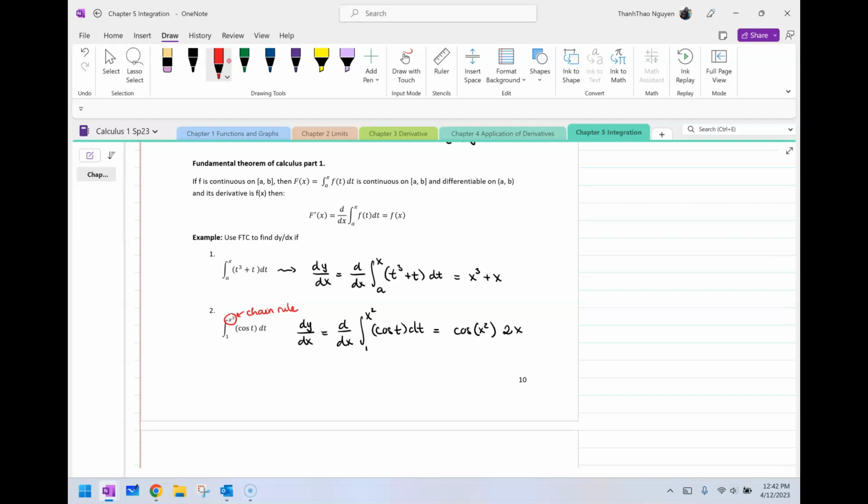So here is our little definition: F prime of x equals d/dx of the integral from a to g(x) of f(t) dt, which is equal to f(g(x)) times g prime of x.